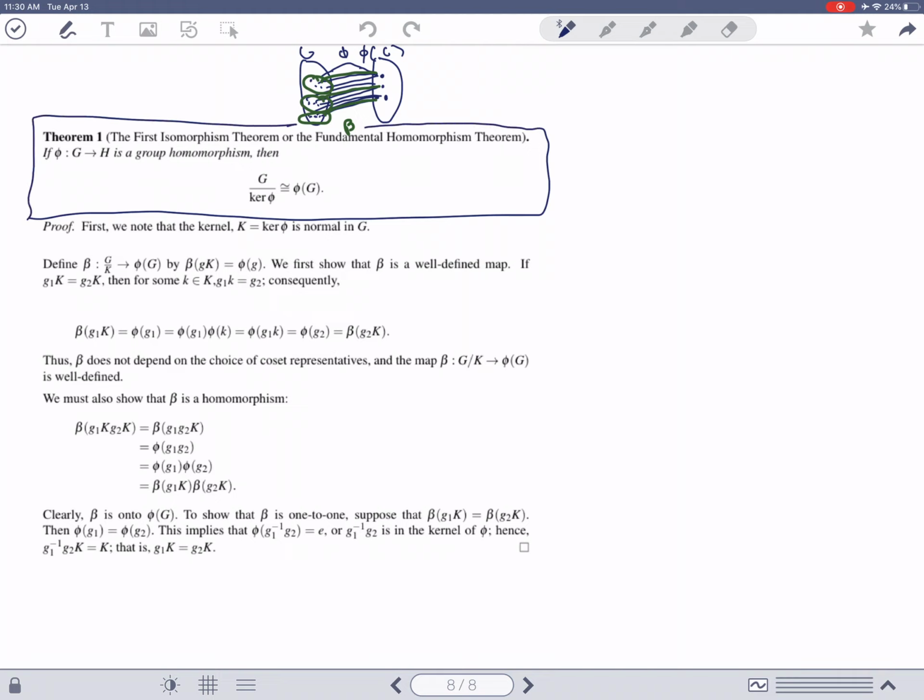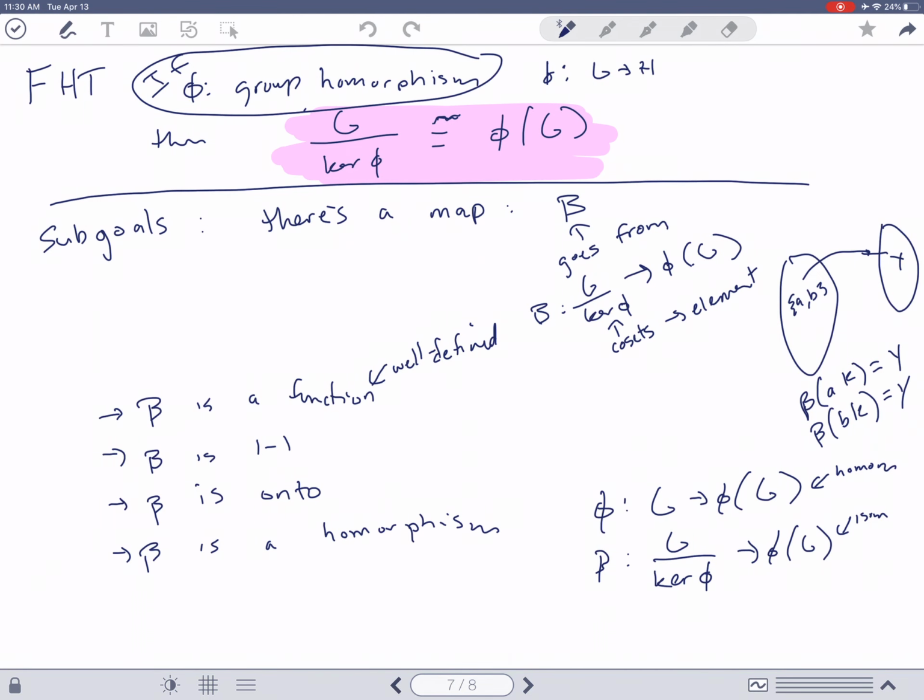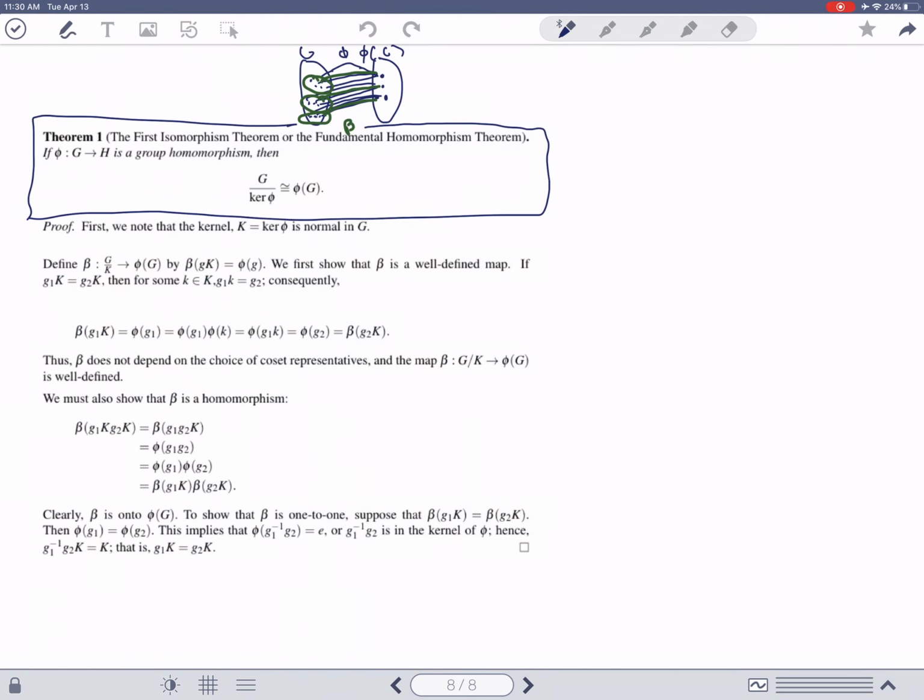Let's take a look now at our proof. All right, so we had a bunch of sub-goals where we're talking about beta having certain qualities that actually make it an isomorphism. Here's the first piece. We're noting that the kernel of phi is normal in G, which is a theorem that we already talked about being true. Why do we need to note that?